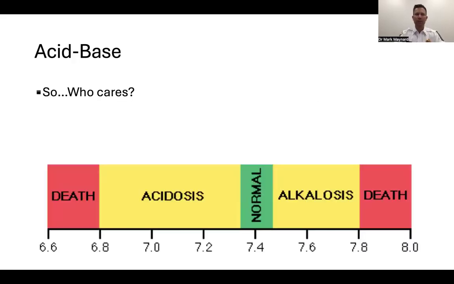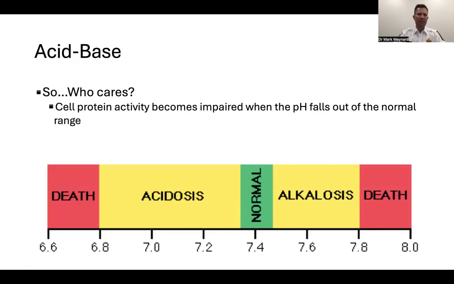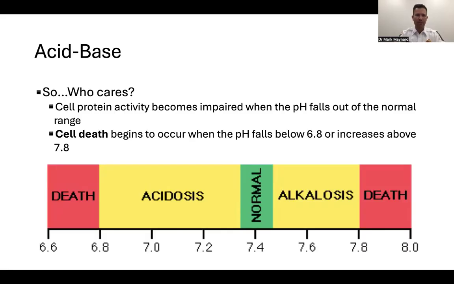All right, so who cares? Well, basically, if you're outside of this range, if you're too acidotic or too alkalotic, you actually can lead to death, as we can see on this chart. So cell death begins when it gets too acidic, below 6.8, and when it becomes too alkalotic, above 7.8. Oftentimes, we'll see patients with a pH of 7.1 or 6.9. You don't see a lot with 6.5 because they've already expired.